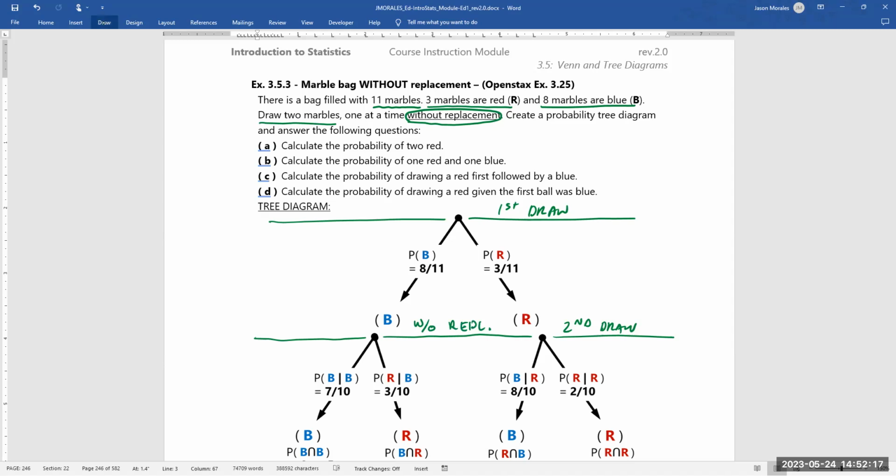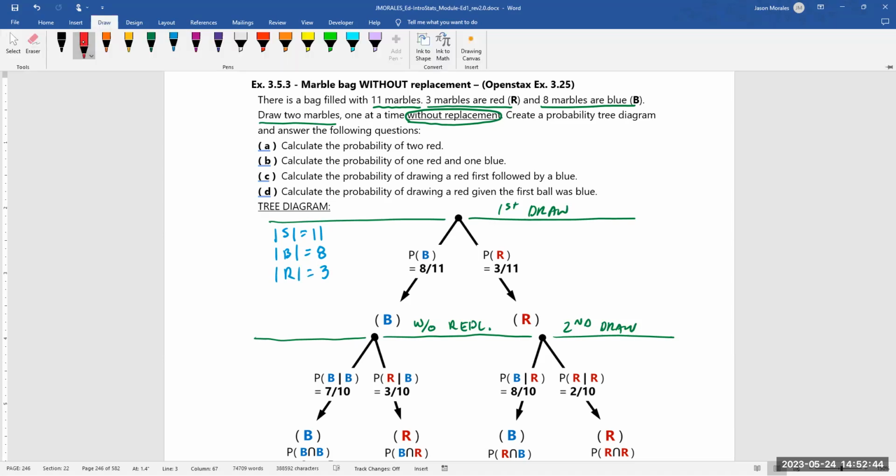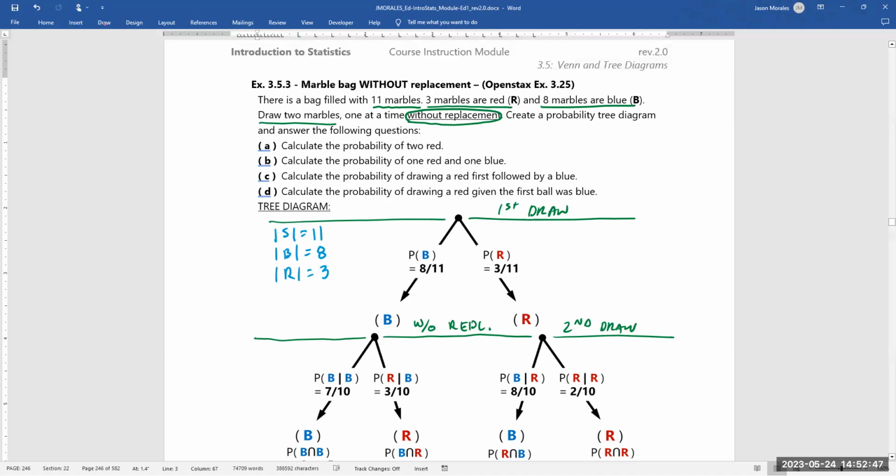So if we look on the left-hand side, and we look at if we had drawn a blue in the first draw, we can see that our sample space is going to be 11. So we have 11 marbles in the bag. We're starting with 8 blue marbles and 3 red marbles. On the right-hand side, it's going to be the same conditions. So we're starting with 11 marbles. We're starting with 8 blue marbles, and we're starting with 3 red marbles.